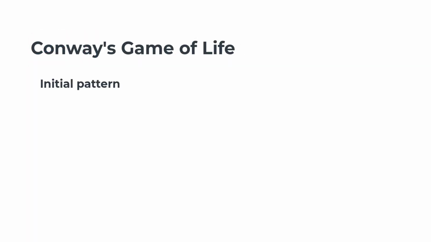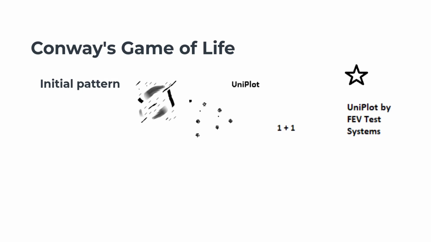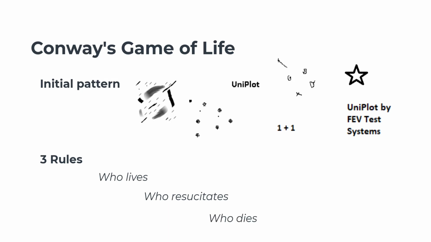How does it work? You will need an initial pattern to say where are the live cells at the beginning of the simulation. Some example here. Then 3 rules to decide who lives, who resuscitates, and who dies. The rules are really simple, and this is what makes the simulation really interesting.